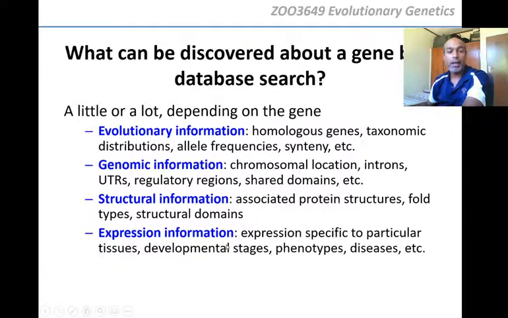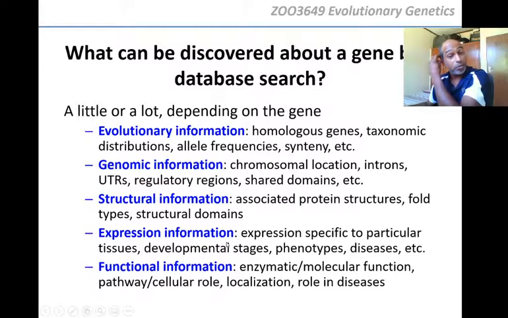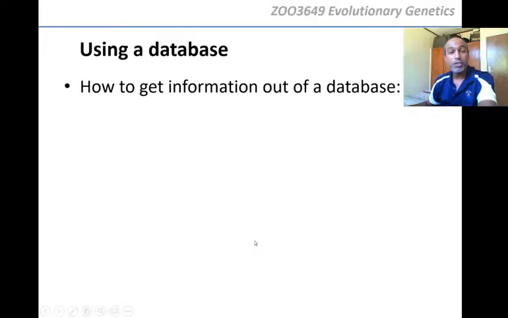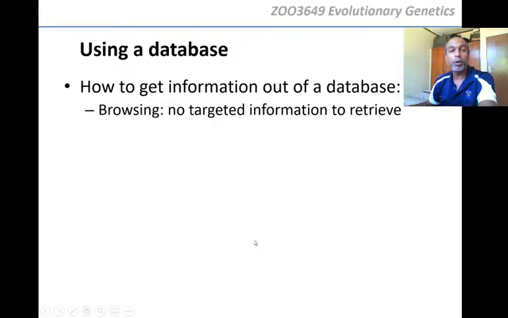analyzed together. And you can also find functional information. So what enzyme, what pathway does that gene form? What role does that gene have in the cell, in disease, etc.? So depending on the gene that you're interested in, you can find out a lot of information that's already there. Information that you don't need to find out for yourself. Someone else already found it out, and all you need to do is search the database to find out for yourself.